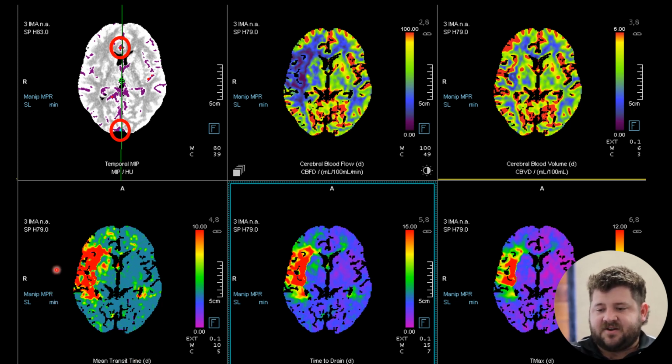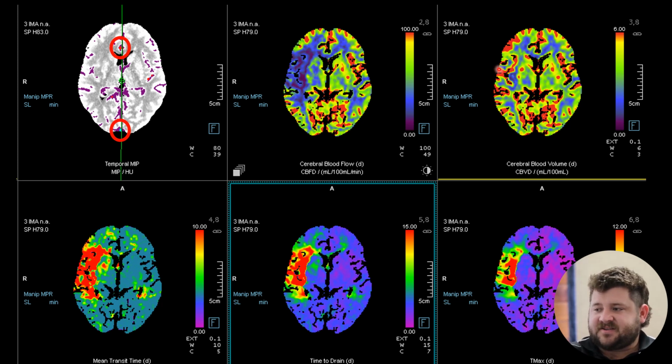So this is shown here. This shows that across all of this area of tissue, that blood flow is taking a lot longer to get through our tissue, even though it's still reaching a similar blood volume. So then we've got our Tmax. We can see that in this area, we've got a really high Tmax. So it's taking quite a long time for that blood to get to that affected tissue.